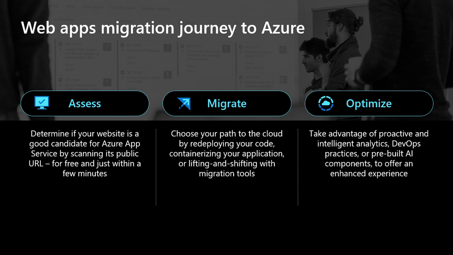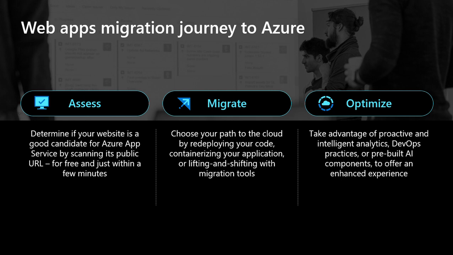In this, the first step is going to be assess. Determine first if your website is a good candidate for Azure App Service or not. How do we do that? Simply by scanning its public URL, and it's free, within a few minutes. That means you go to the migration assessment tool, which is a web tool, free of cost and publicly available. Just enter the public URL of your site and then say assess.